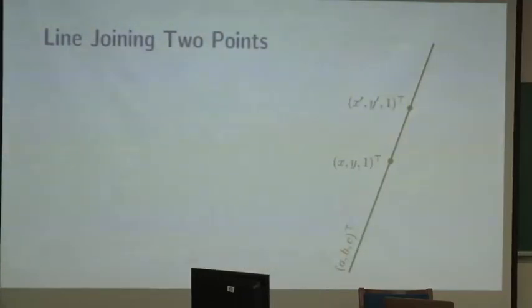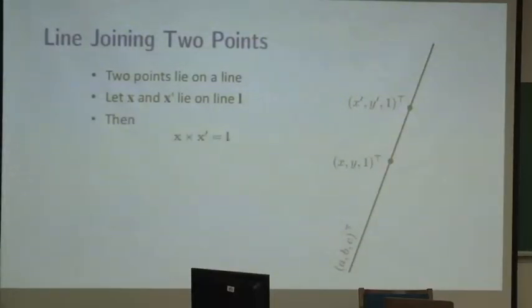Another problem. We are just building our construct so we can get familiar with this mathematics. If I'm given two points, the opposite problem of that: given two points, I want to find the line joining them. So I'm given x and x prime, and I want to find what is a, b, c. Let's try to do that. Two points must lie on a line. So let x and x prime be the two points that lie on the line L. Then x cross x prime gives me the line L. That's my claim.